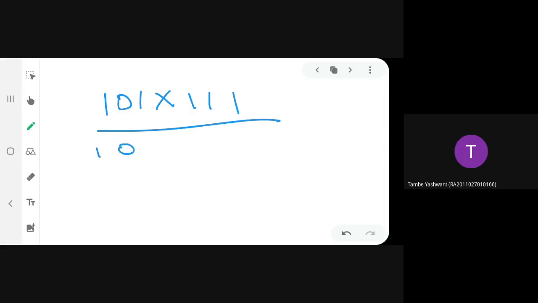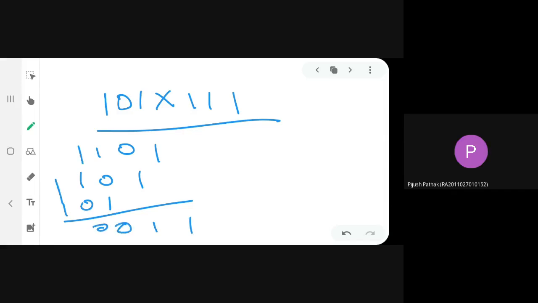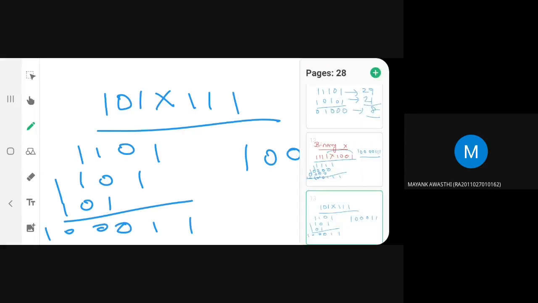Okay, 101, 101, 101. Then you have to do binary addition. So 1, 1, 1000111. Yes, ma'am. 10001. All right. So this is simple binary multiplication. Next, we will move on to binary division.